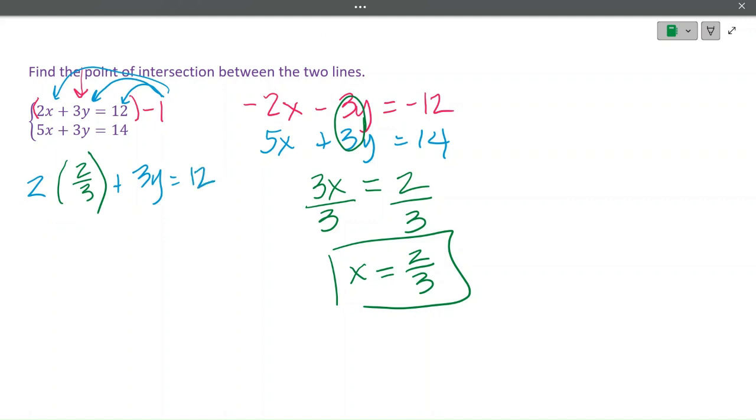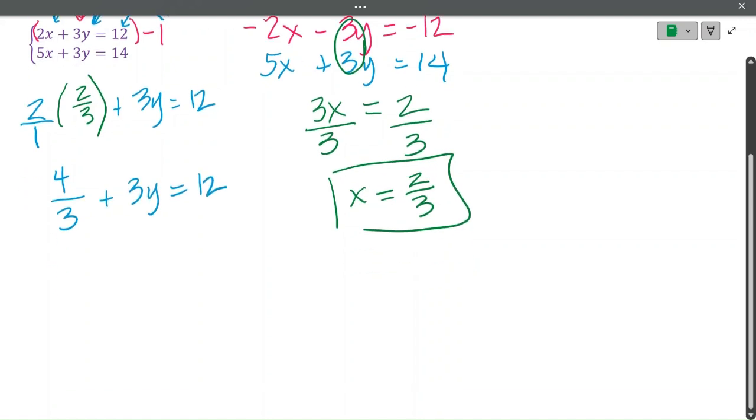There's a couple ways that we can handle this at this point. I'm going to simplify this 2 times 2/3. Remember, there's a secret 1 underneath this 2. We multiply numerator to numerator, and we get 2 times 2, which is 4, and 1 times 3, which is 3. So we end up with 4/3 plus 3y equals 12.